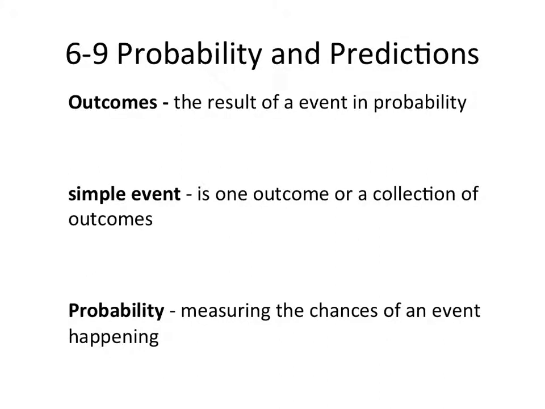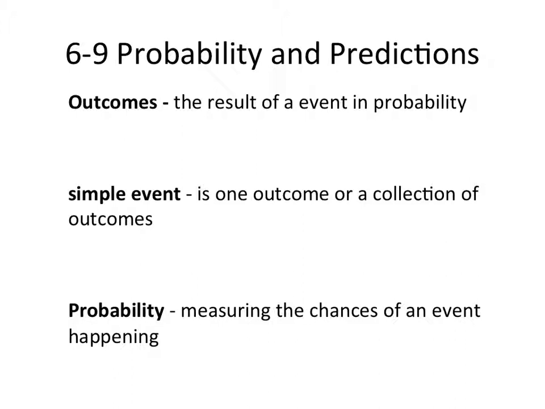Welcome to 6-9 Probability and Predictions. We have two objectives. First, find probability of a single event. And then we're going to use a sample to predict the actions of a larger group. In order to do this, let's go over some of the key terms.